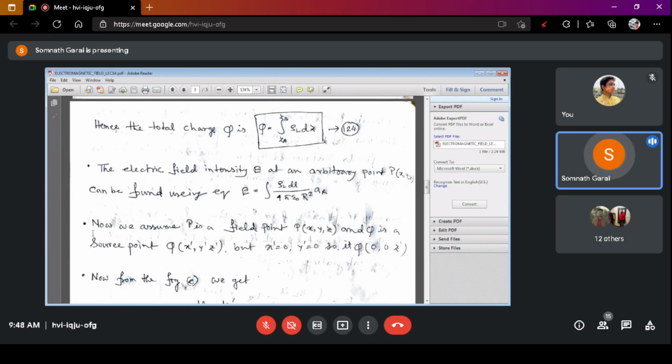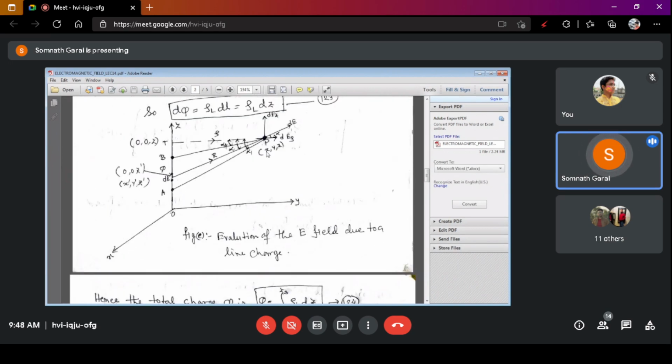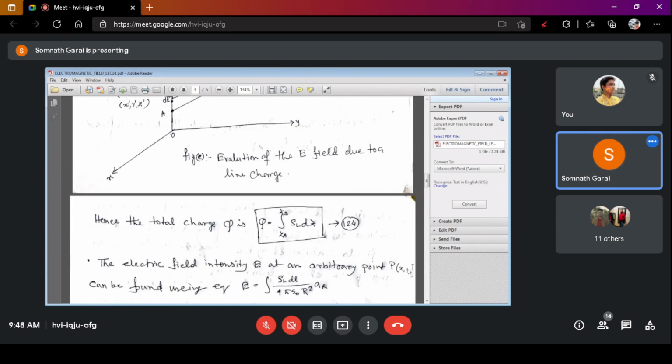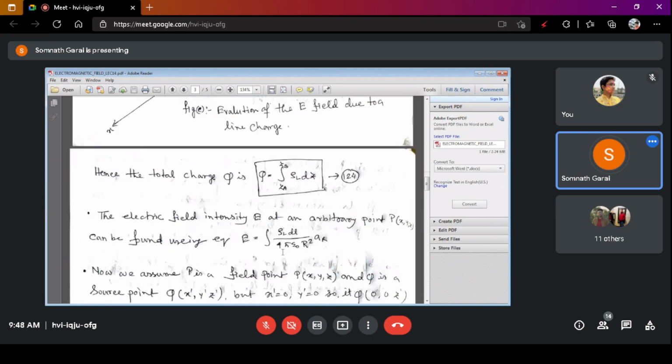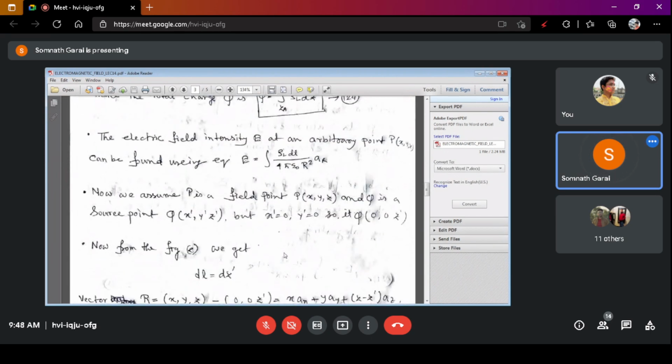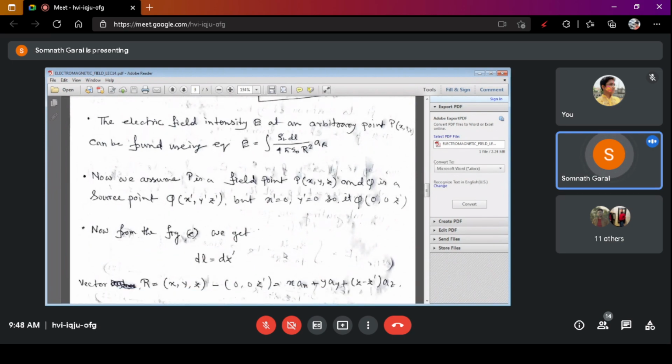Now, if we assume P is a field point whose coordinate is x, y, z, and Q is a source point whose coordinate is x dot, y dot, z dot, and there is a distance vector between P and Q that is represented by R, then we have to calculate the value of R, right?